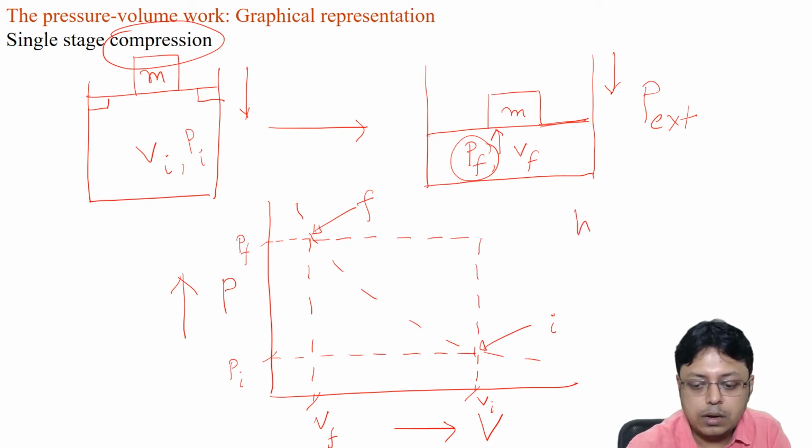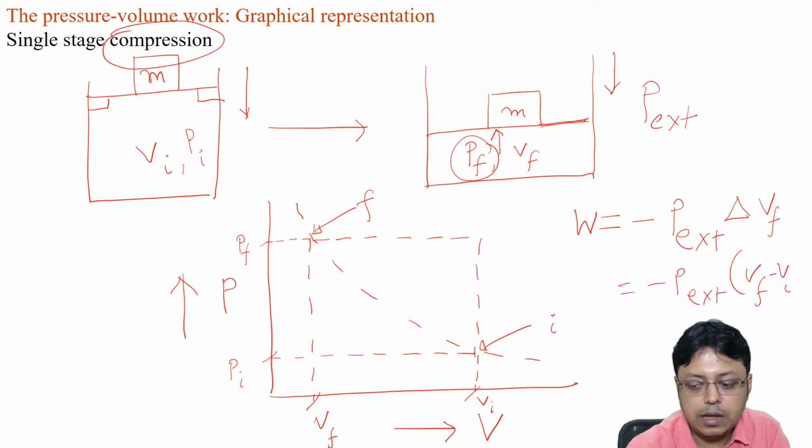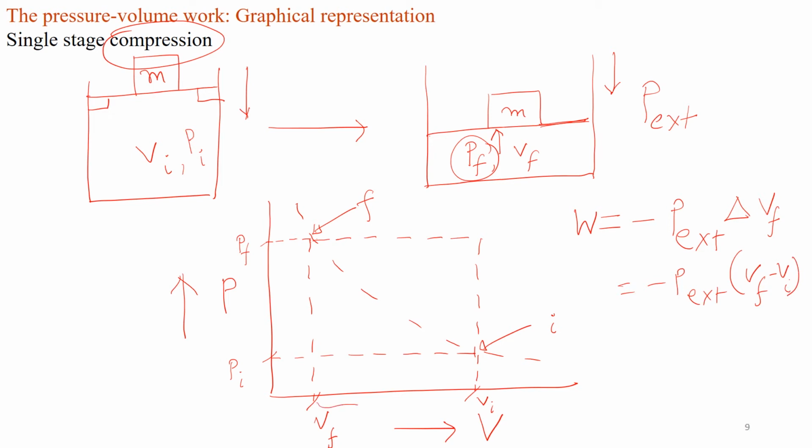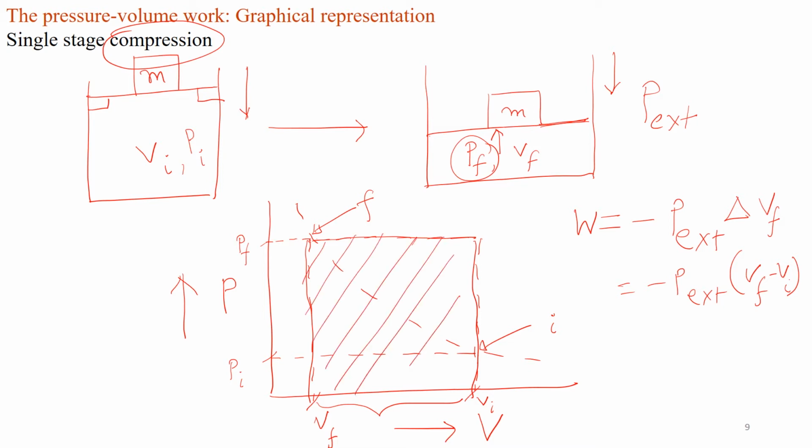So the work done, by definition, is the negative of P external into the change in volume, which is in this case Vf minus Vi. The magnitude of Vf minus Vi is still similar to the example we talked about. However, the external pressure here is higher, so the work done will be the area under this curve. If you now compare what was the work done in the earlier case, let us go back.